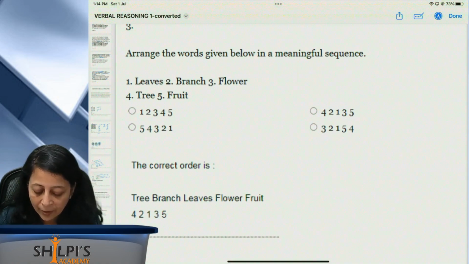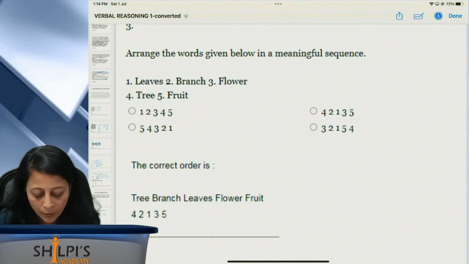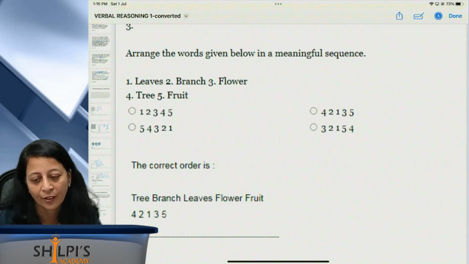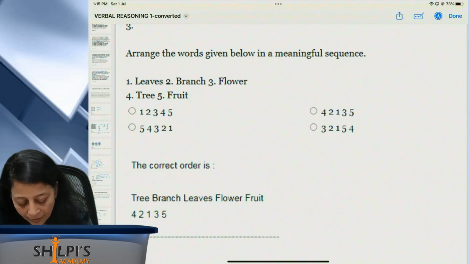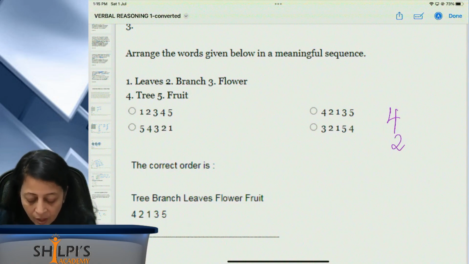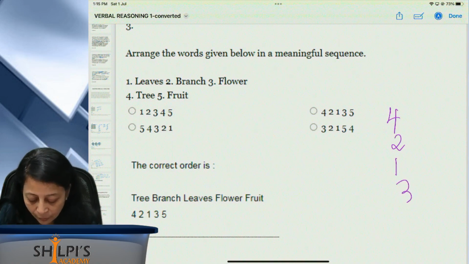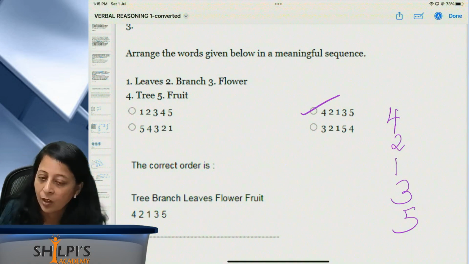Arrange the words given below in a meaningful sequence: leaves, branch, flower, tree and fruit. For everything you need a tree first. You have sowed the seed and you got a tree. So after the tree come the branches. From the branches slowly you will get your leaves. From the leaves you will get your flower, and from the flower you will get your fruit. So it is 4, 2, 1 through 5. Got it?